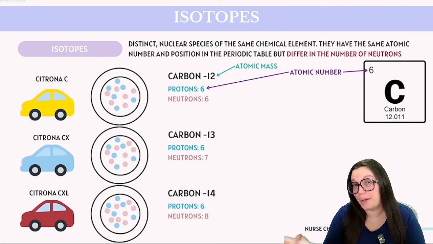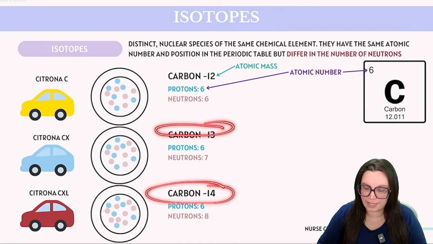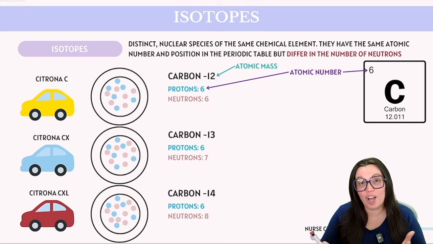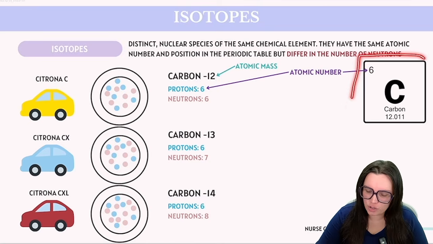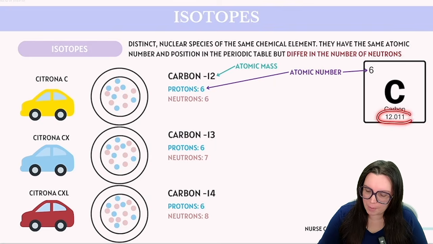Let's pause to have a better understanding of how these numbers are going to work when we talk about carbon-13 and carbon-14. So starting off with our carbon-12, we know that when we look at the periodic table, this is usually what we're going to see when it comes to carbon. We are going to have an atomic mass of 12 and an atomic number of 6.